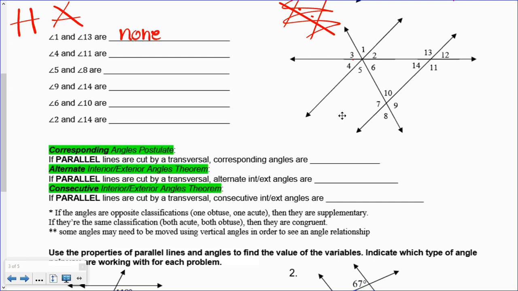Okay? 4 and 11. Okay, let's draw. We have these 2 lines right here and this transversal. Wait, what did you guys say it was? Oh, that's my bad. I thought I was looking at 14, sorry. Is that right? So yeah, you're right. It's consecutive exterior. I was looking at the wrong angle. 4 and 11 are consecutive exterior, that's correct.